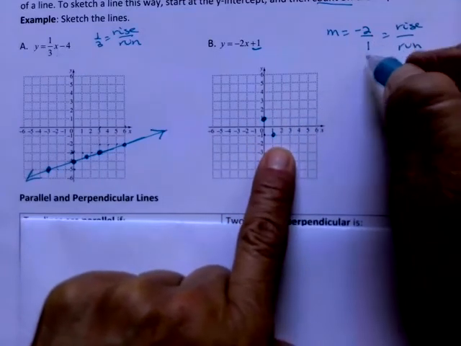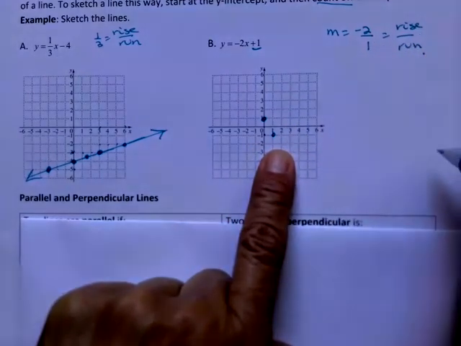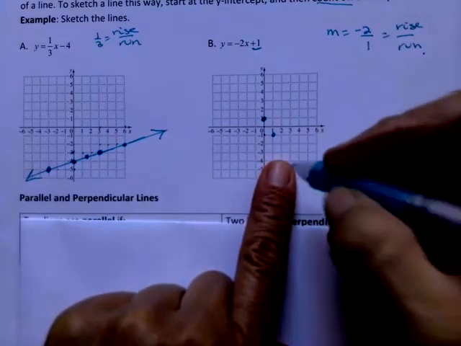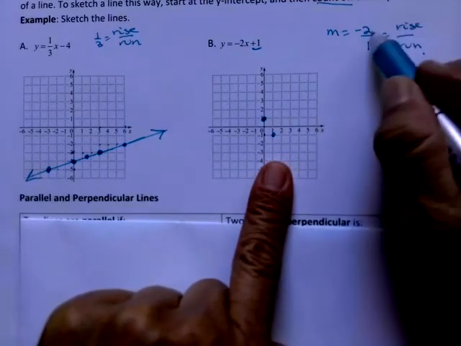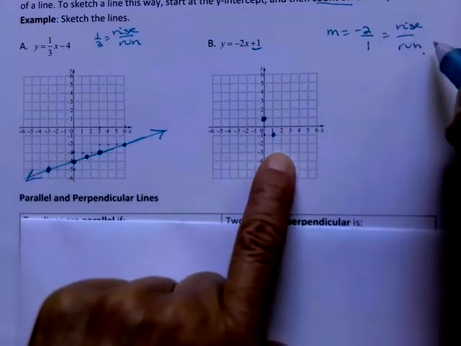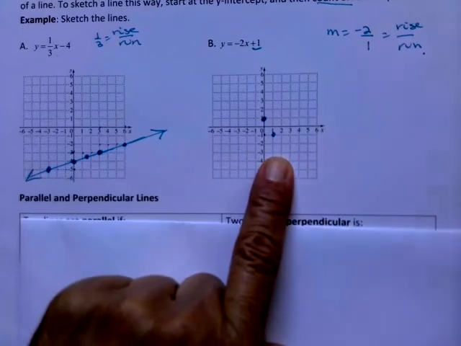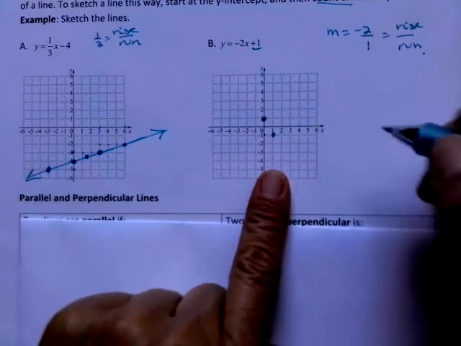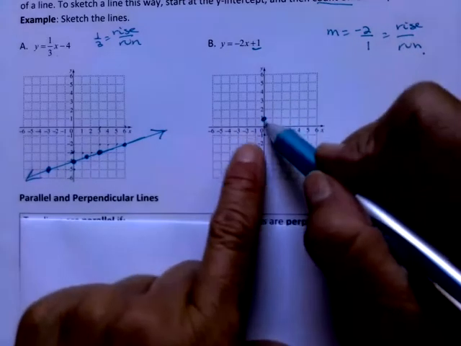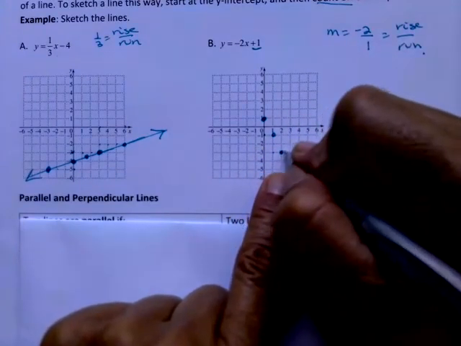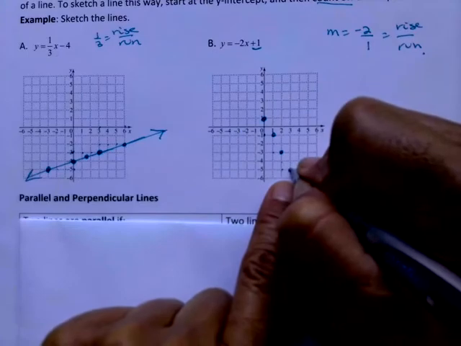When your slope is negative, you need to make sure that you have a negative slope on your line. So it needs to be falling as you come to the right. If it's negative, either the rise is negative or the run is negative. But don't make them both negative, because then you have negative divided by negative, and that's a positive, and you're going to get the wrong line. Okay, so negative 2 over 1, down 2 over 1. I'm just doing a couple more. Down 2 over 1.